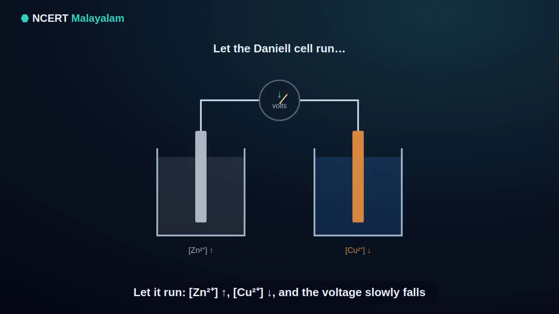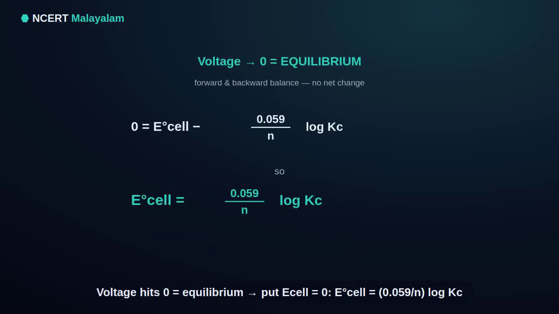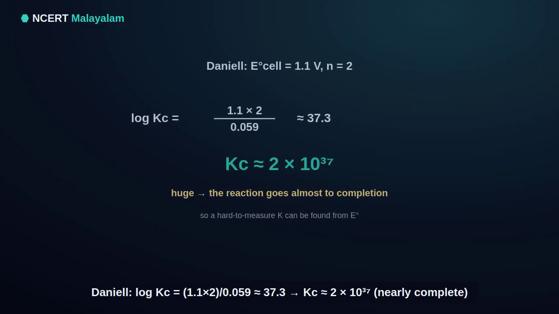Now let the Daniell cell run. As it runs, zinc 2 plus rises, copper 2 plus falls, and the voltage slowly drops. Then the voltage hits 0, that is equilibrium. Putting E cell equals 0 into the Nernst equation gives E standard cell equals 0.059 over n times the log of the equilibrium constant. For the Daniell cell, log of the equilibrium constant equals 1.1 times 2 over 0.059, which is about 37.3. So the equilibrium constant is about 2 times 10 to the power 37, a huge number, meaning the reaction goes almost to completion.